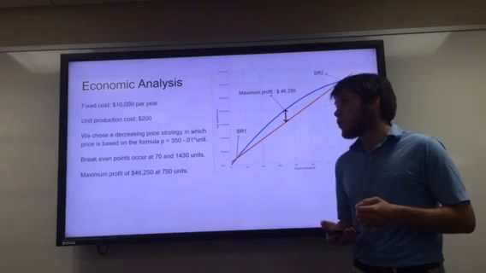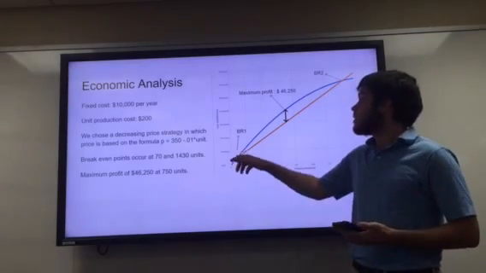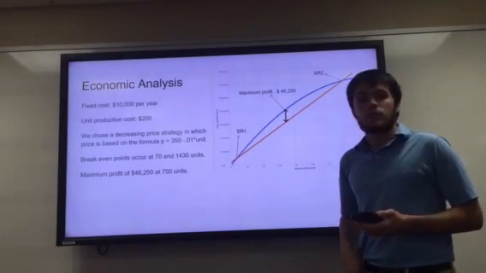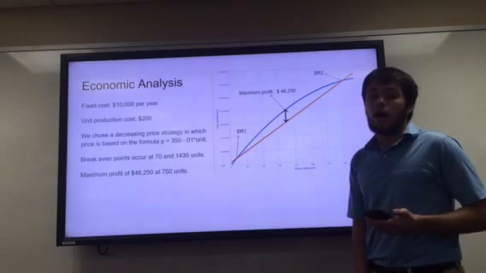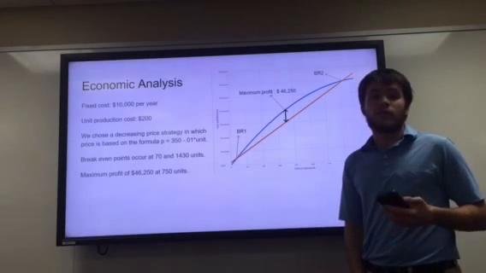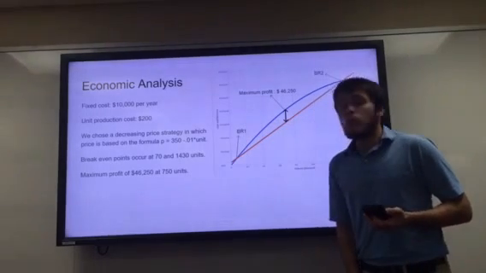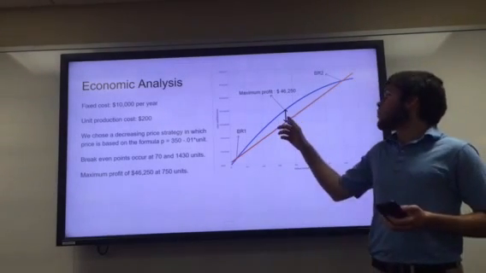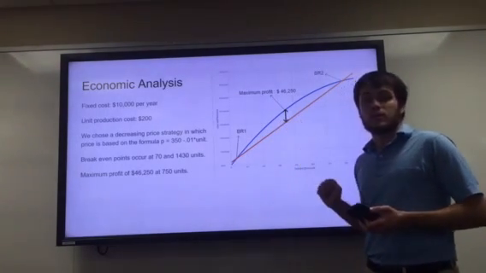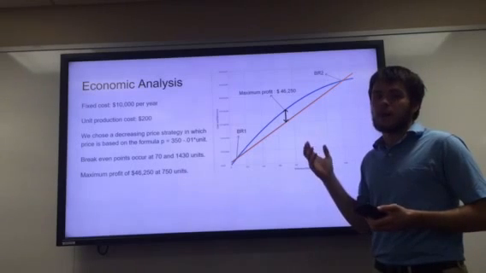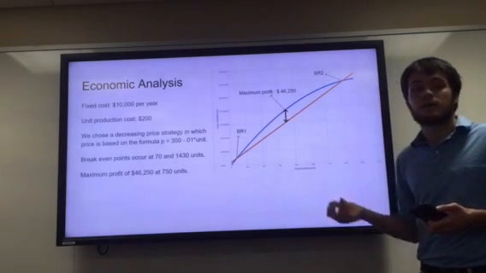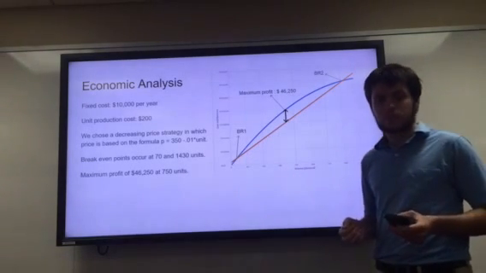Based off of this model, we have break-even points at 70 and 1,430 units sold. At these points, we make absolutely zero profit. However, we cover all of our expenses. We obtain maximum profit at $46,250, and that occurs when we sell 750 units.